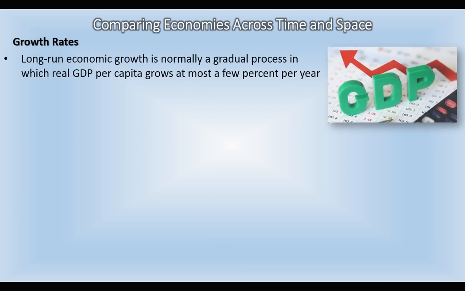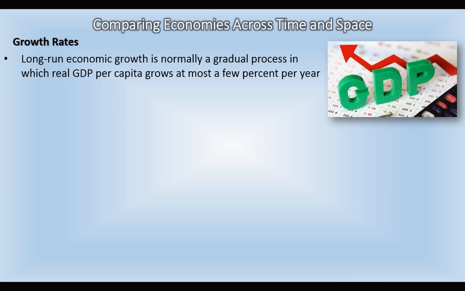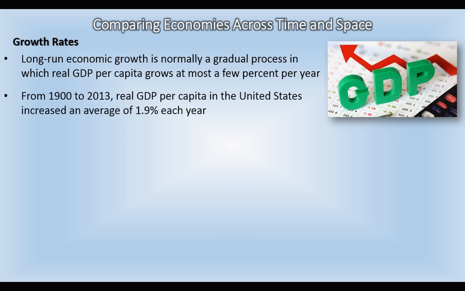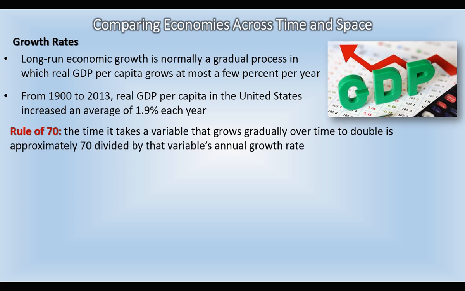All right, so let's talk about growth rates. Long-run economic growth is normally a gradual process in which real GDP per capita grows at most a few percent per year. From 1900 to 2013, real GDP per capita in the United States increased on average about 1.9% each year. Now, we use what's called the rule of 70 to identify how long it takes for a variable to double over time. The rule of 70 tells us that the time it takes a variable that grows gradually over time to double is approximately 70 divided by that variable's annual growth rate.